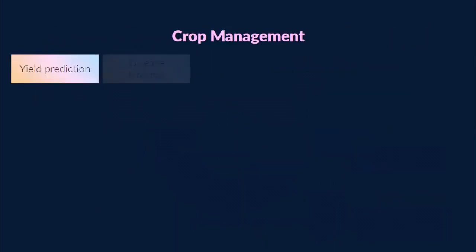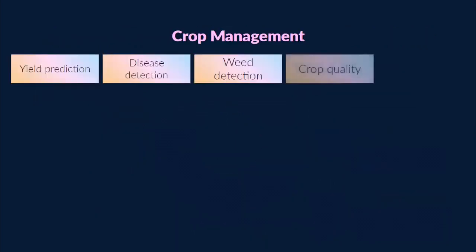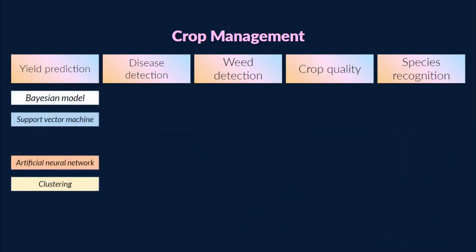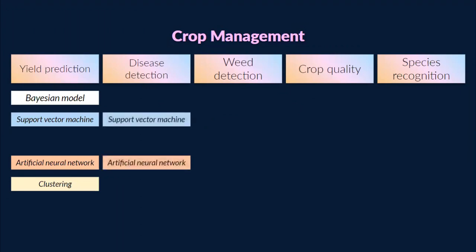In crop management itself, we get to know that there are a few subcategories that have implemented these machine learning models. First is yield prediction, disease detection, weed detection, crop quality, and also species recognition. In yield prediction, four types of learning models have been applied, and the main learning model is artificial neural network. Next we have disease detection, which applied artificial neural network and support vector machine as the learning models.